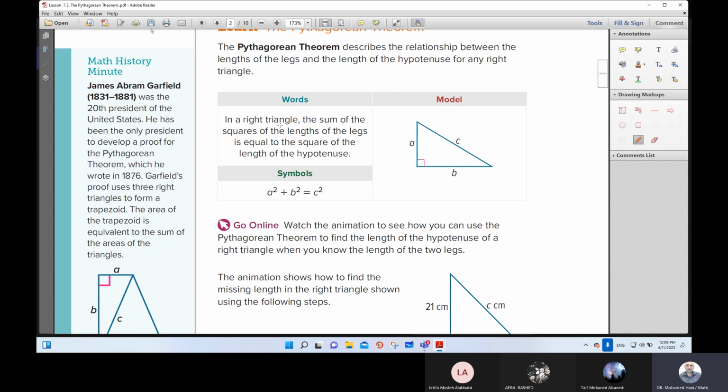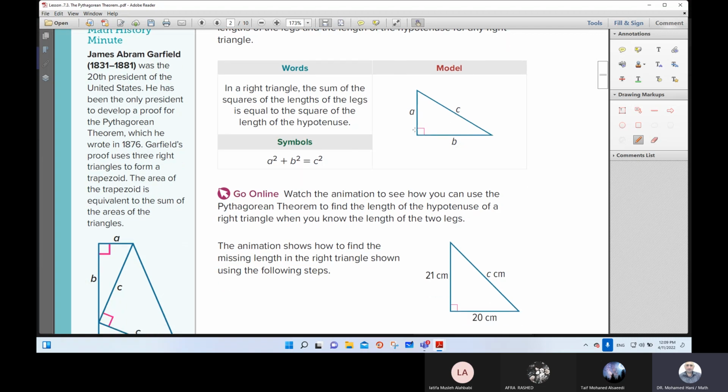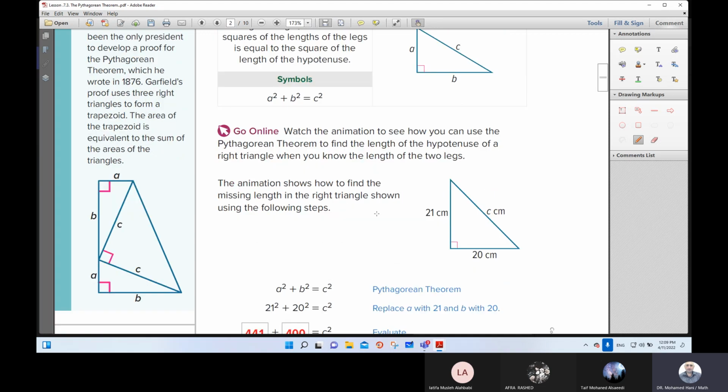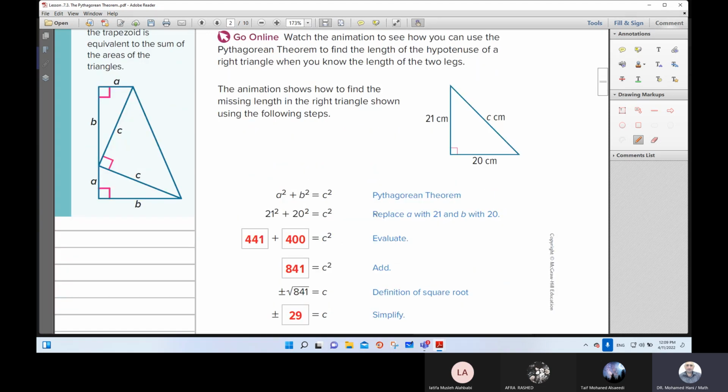So in a right triangle, the sum of the squares of the lengths of the legs is equal to the square of the length of the hypotenuse. That means A squared plus B squared equals what? Equals C squared. For example, we have here a right triangle.